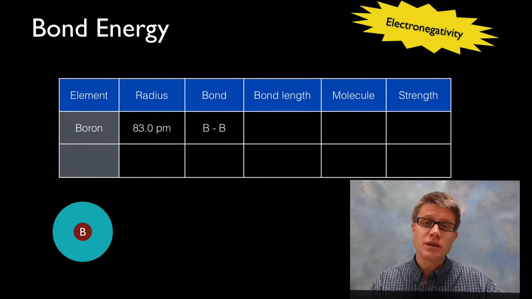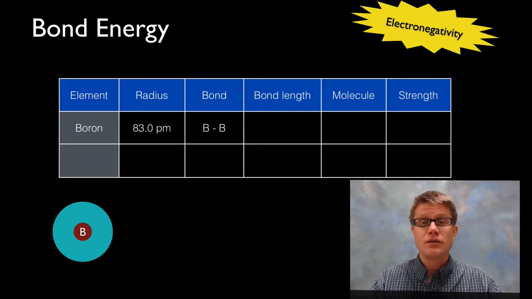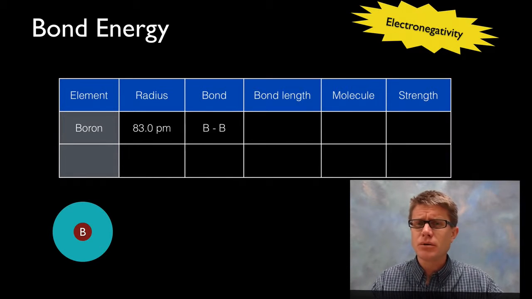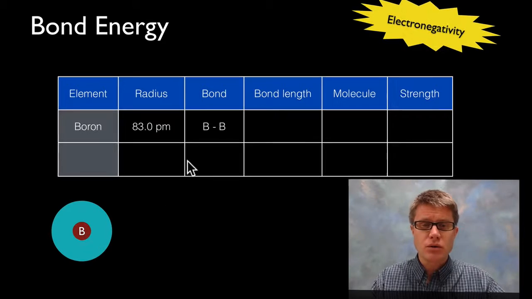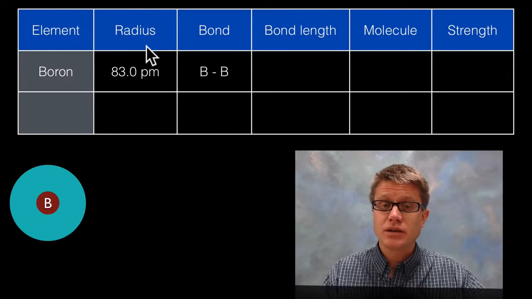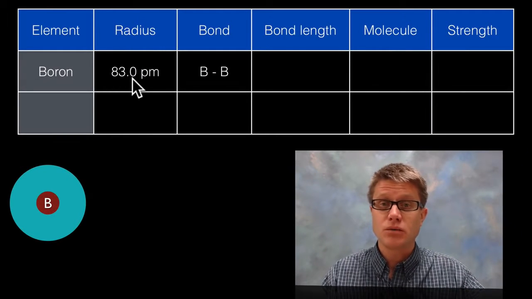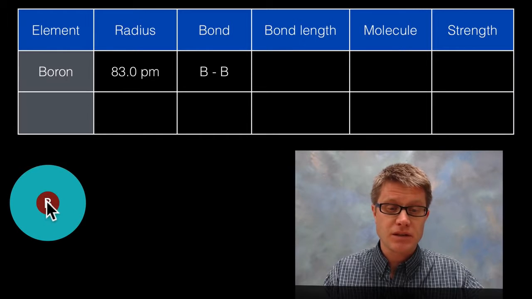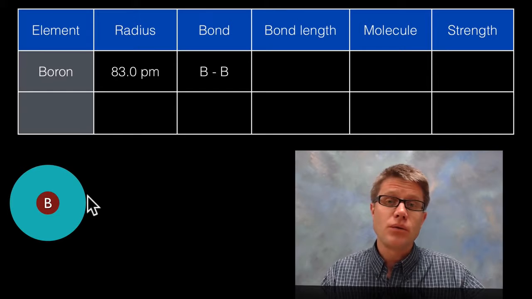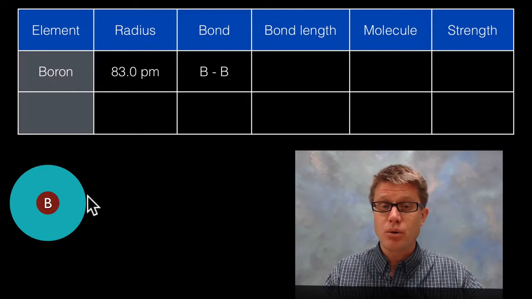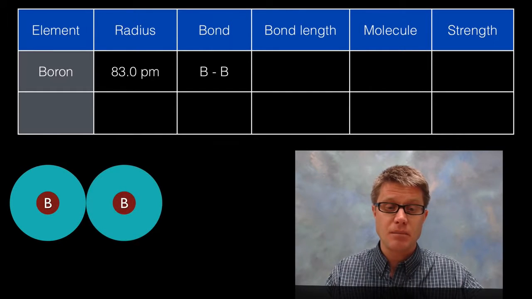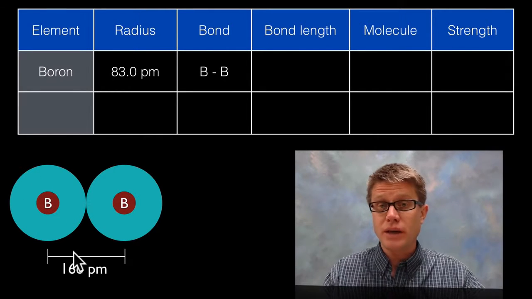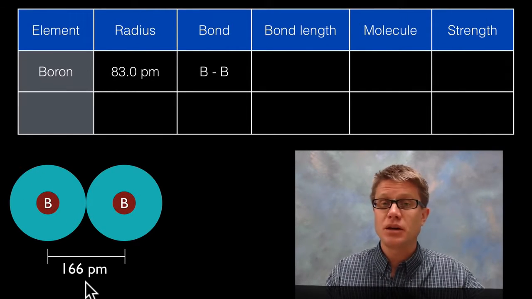Now, what contributes to that bond energy? It's going to be the electronegativity of all the atoms involved in that molecule. And so let's say we were to look at boron. Boron is going to have an atomic radius of 83 picometers. What does that mean? The distance from the center of that nucleus to the outside is going to be 83 picometers. And so if we were to connect a boron to a boron, we would anticipate that bond length, the distance between the two atoms, is going to be twice that. It's going to be 166 picometers.